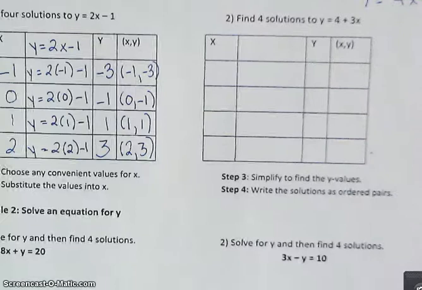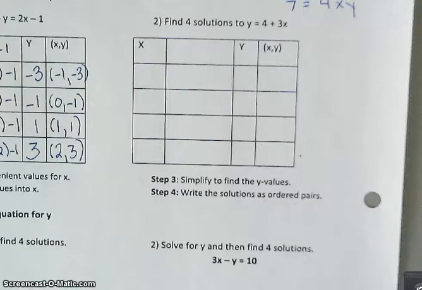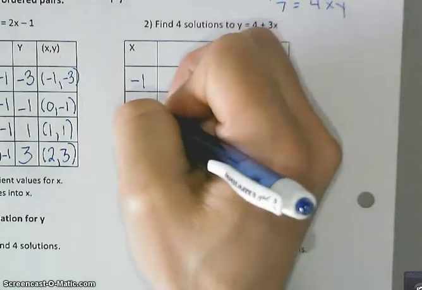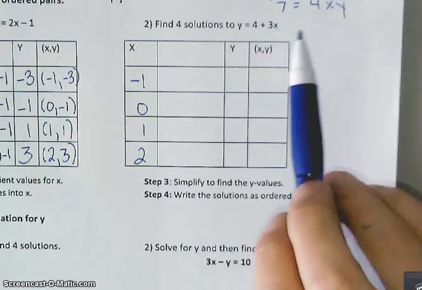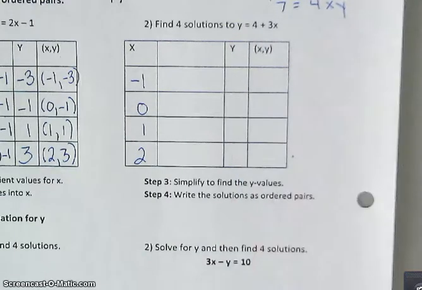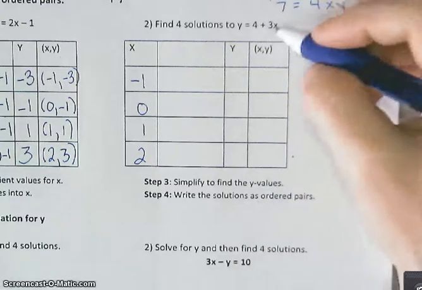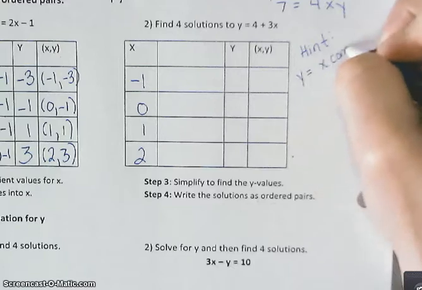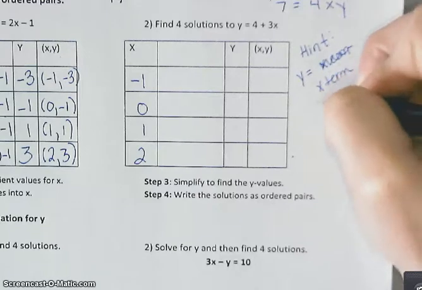Looking at number 2, it says find 4 solutions to y equals 4 plus 3x. First thing, let's write our x values. That's step 1. Once again, I'm going to use these same 4: -1, 0, 1, and 2. And then I want to write my function. But here is a hint. When you're rewriting your function, it should be y equals, and then make sure your x term comes first.